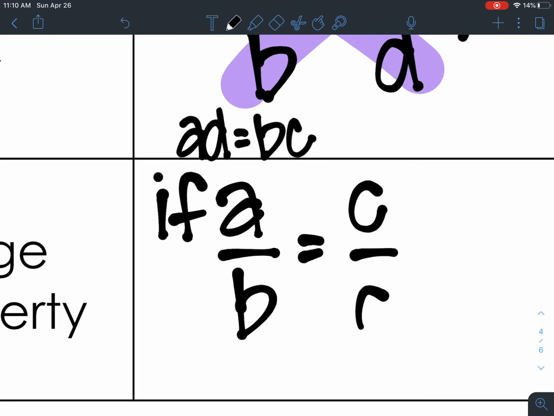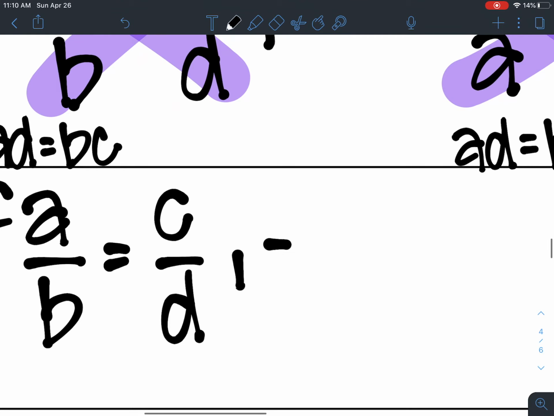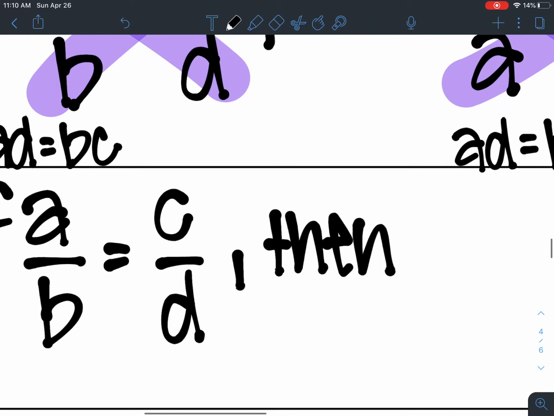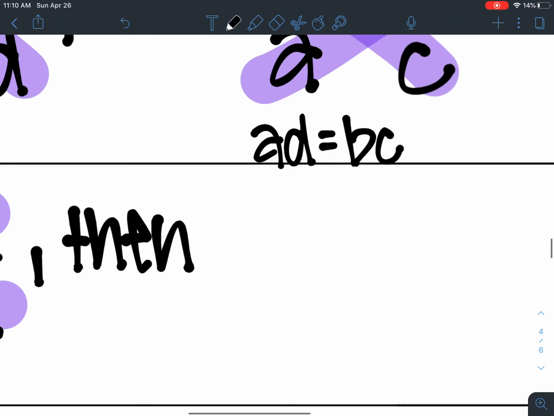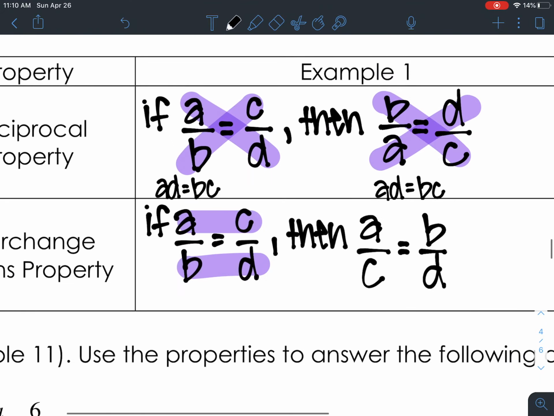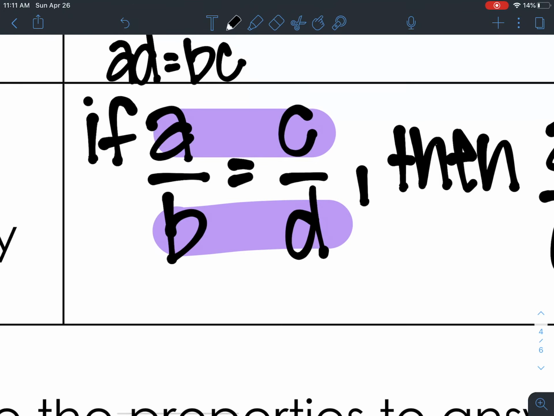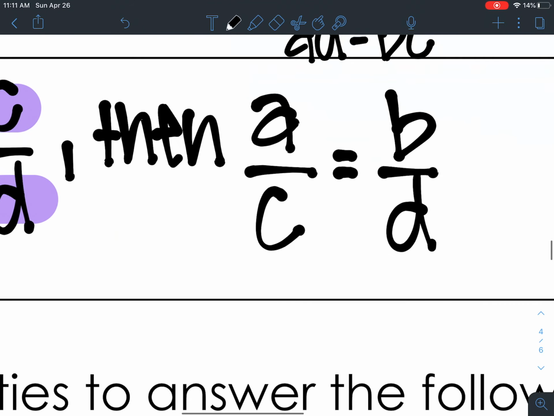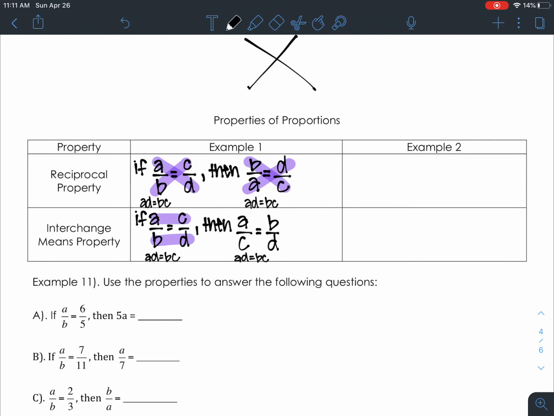So the interchange means property says this time, if you have A over B is equal to C over D, then, here's what I want you to look at. Do you see how A and C match up and B and D match up? That's what this one is saying: you could have A over C is equal to B over D. And once again, double check that it holds true. If I cross multiplied and got AD is equal to BC, would I get AD equals BC here? You would. That's how you know those two fractions are the same.